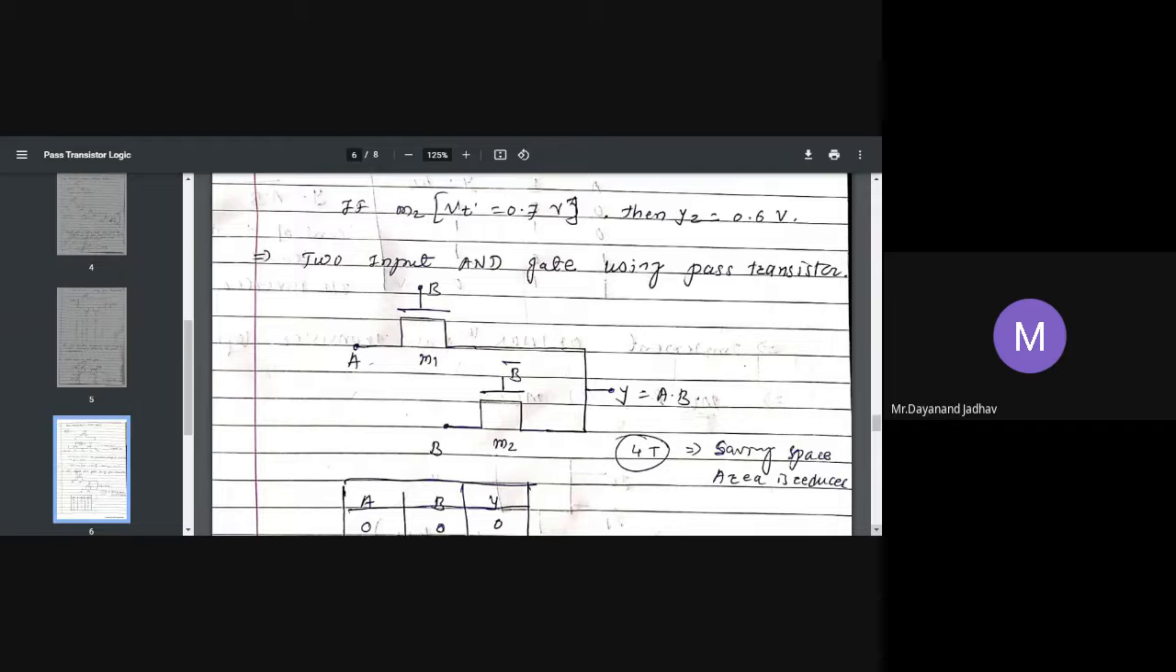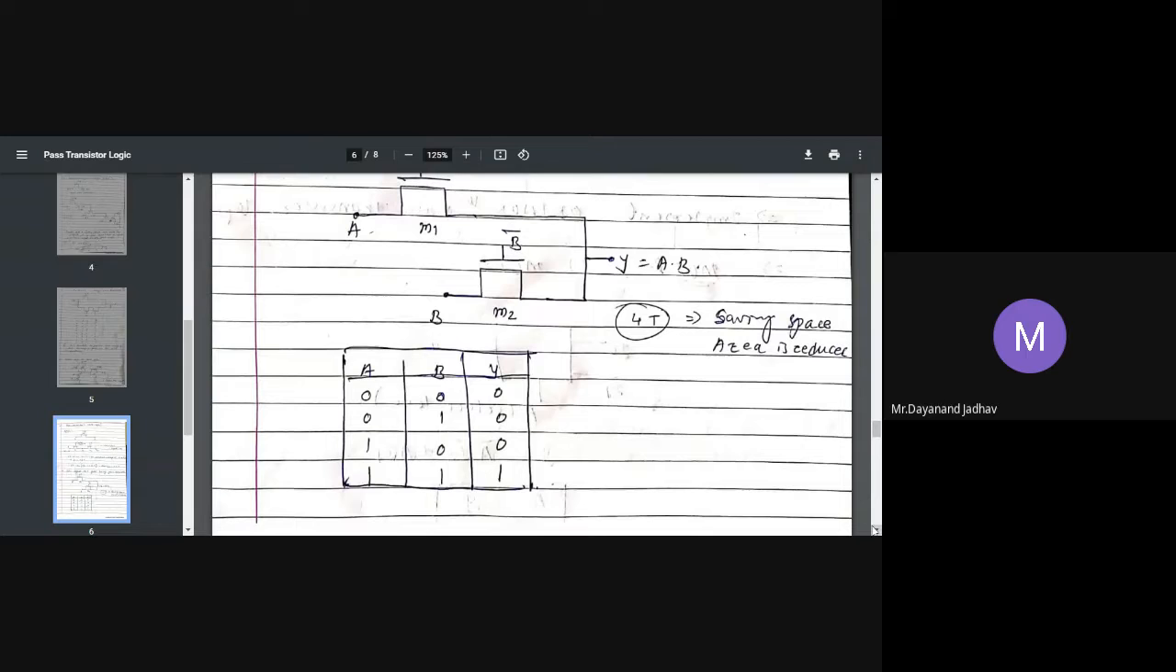See here, as we know the truth table for the AND gate, it is the simple one. If two inputs are there, A and B, there are four possible combinations: A is 0 1 0 1, B is 0 0 1 1. That is 0 0, 0 1, 1 0, 1 1, and the output is 0 0 0 1.